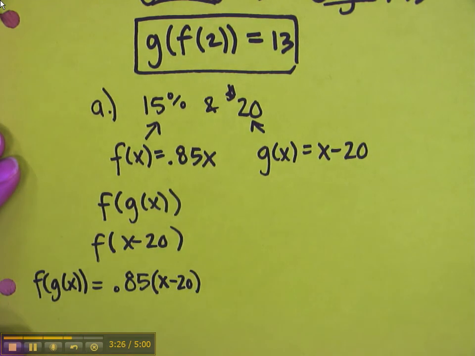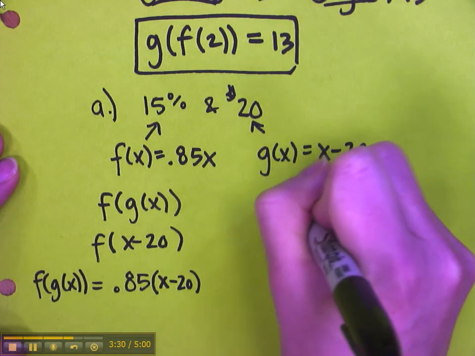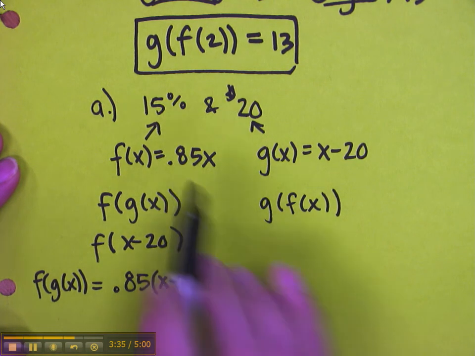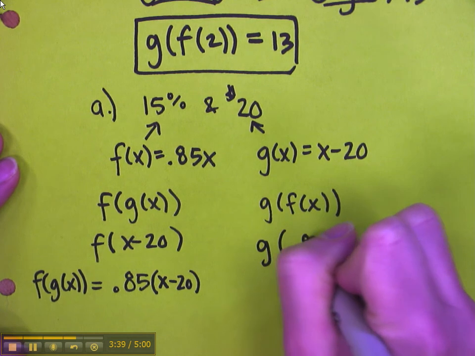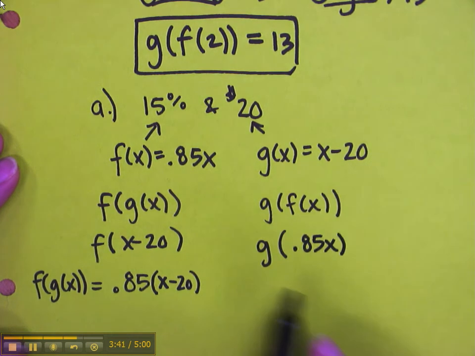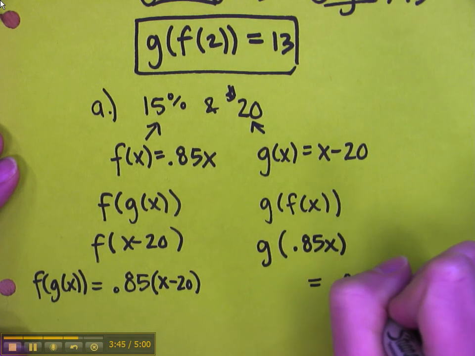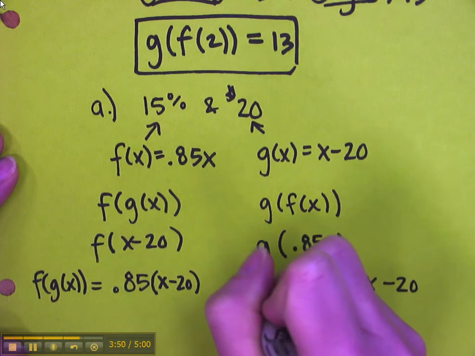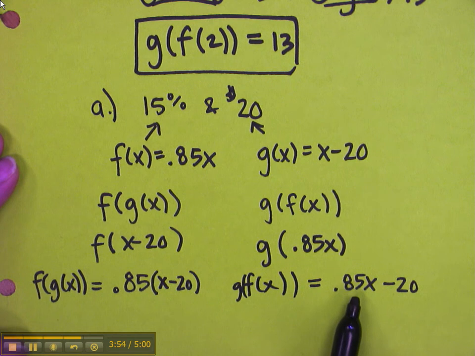If we wanted to do the other function first, g of f of x, well, f of x is the 15% discount, so I'm going to plug in what it's equal to. That's g of 0.85x. And then I plug 0.85x into g, so I have 0.85x minus 20. This is g of f of x. Notice we take the 15% discount first and then take away the $20.